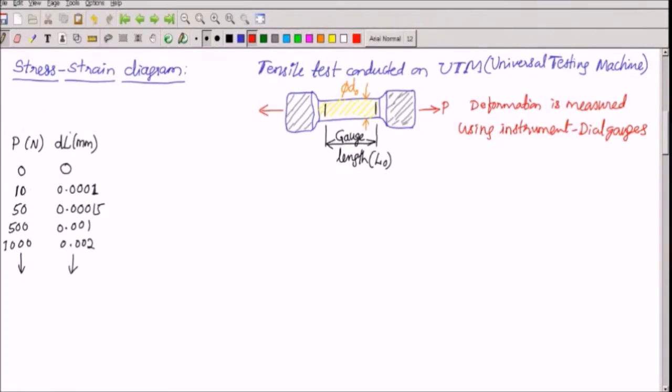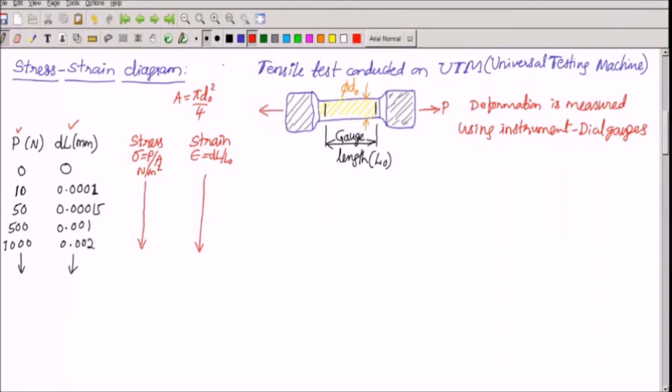After having load and deformation and the original dimensions of the specimen, we can always calculate the stress. Stress sigma is equal to P by A, Newton per meter squared. This can be calculated. A is pi D0 square by 4 because it is circular in cross section. And strain also can be calculated. Strain epsilon is equal to DL by L0. DL we have measured it. The L0 and D0 should be measured before the test. Now we use them for calculation so we can get the values of strain also. So all the stresses and strains are calculated at this stage, and they can be plotted on a graph. That is called the stress strain diagram.